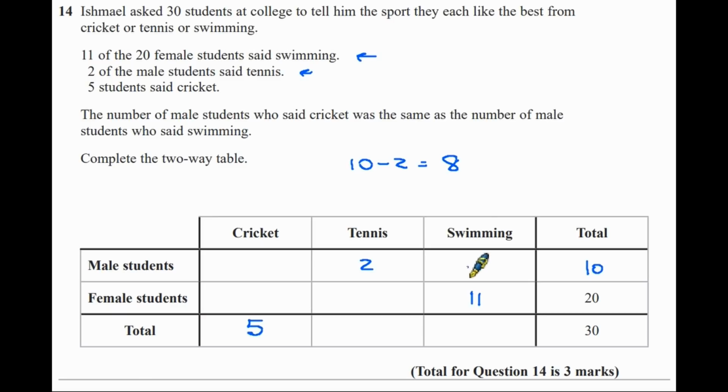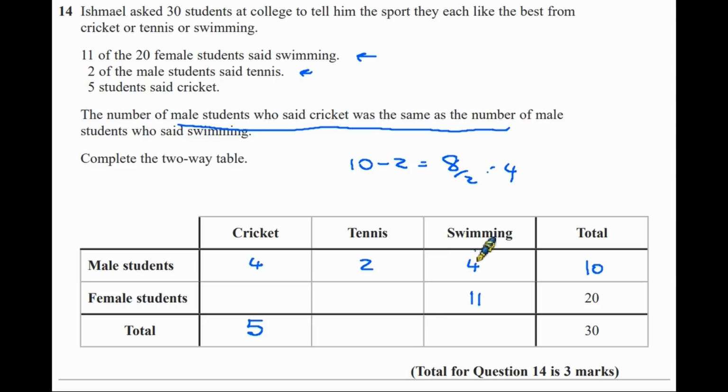We know that the swimming and the cricket therefore have to add up to 8. And we also know that they are the same number, like swimming as cricket. So 8 divided by 2 is 4. So cricket is 4 and swimming is 4. We've now completed the row of male students. We know the preferences of all 10.